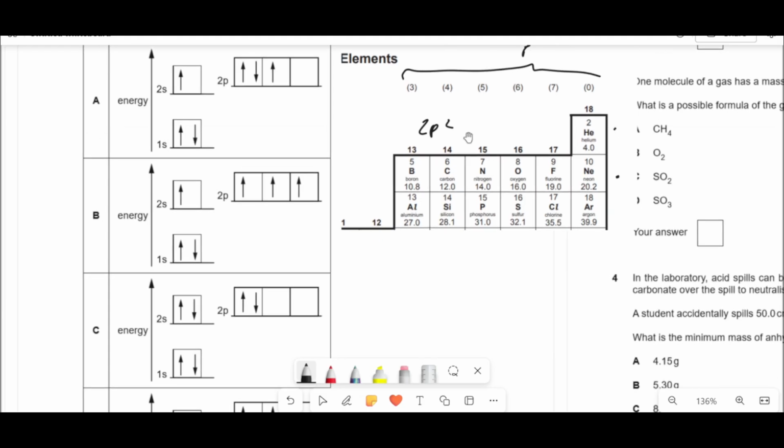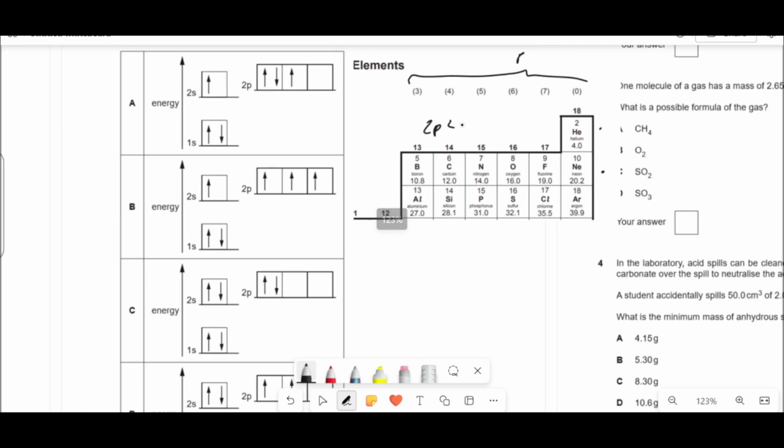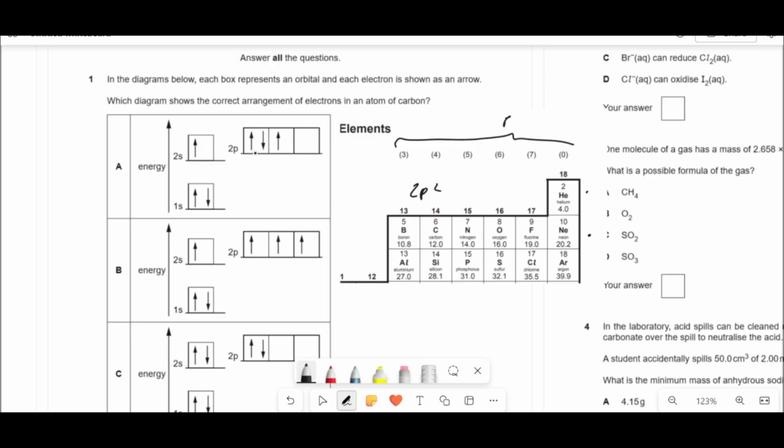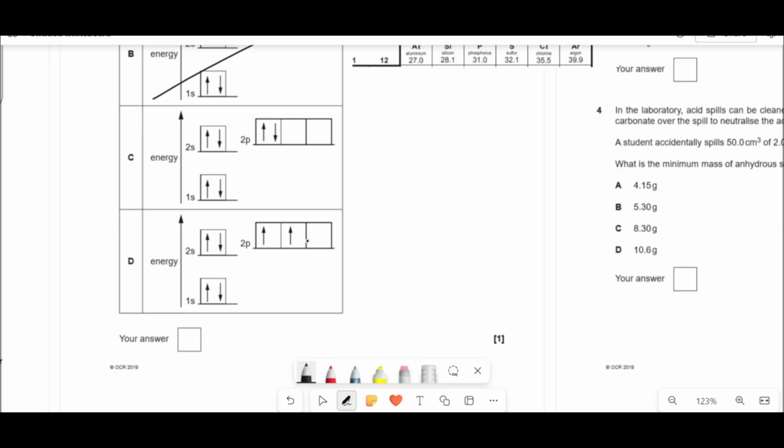So whichever one of these has 2P2 in it. That's narrowed it down immediately. Well, that's 2P1, 2, 3, so that's out. 2P3 is out as well. So we're stuck with C and D. Now, all orbitals fill up singly before they share. So that's out, so it's got to be D.